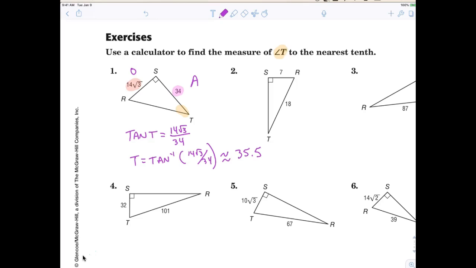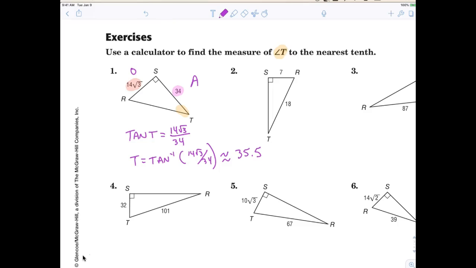Let me say one more time because kids don't understand this. Look up. He's correct. Now listen to me. I'm trying to tell you about order of operations. So the calculator is going to do what? 14 times the square root of 3 and then divide by 34. So I don't need parentheses on this one.